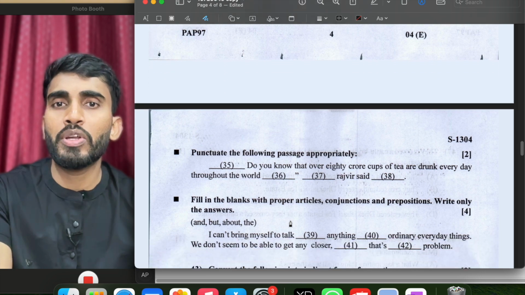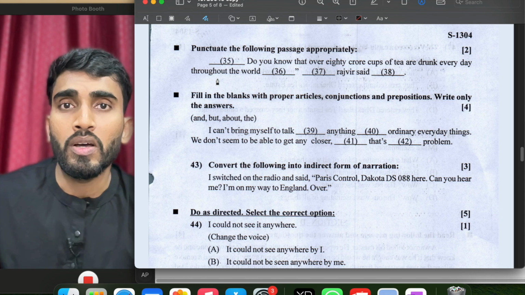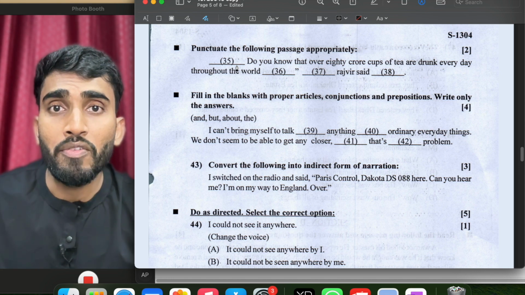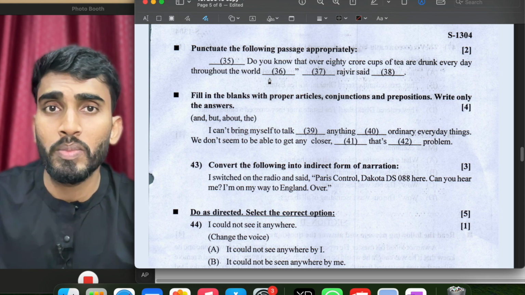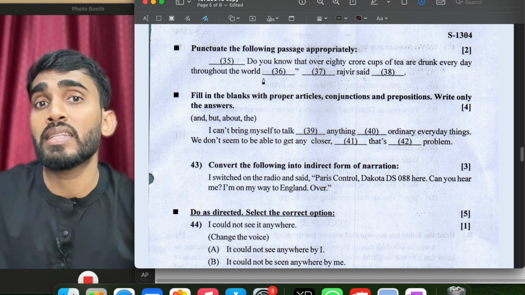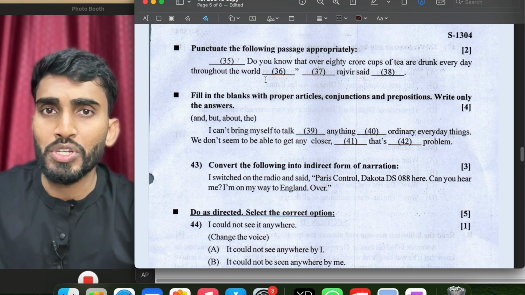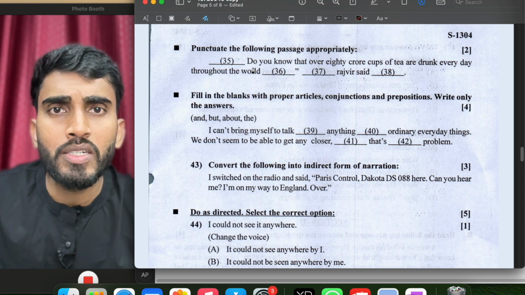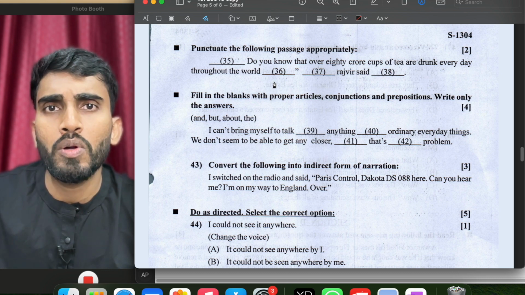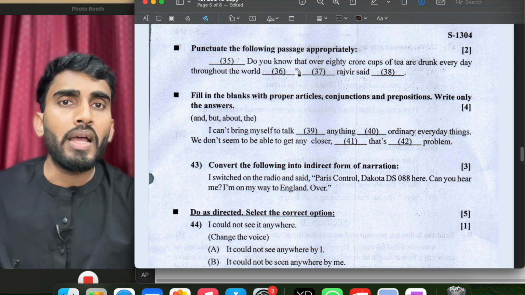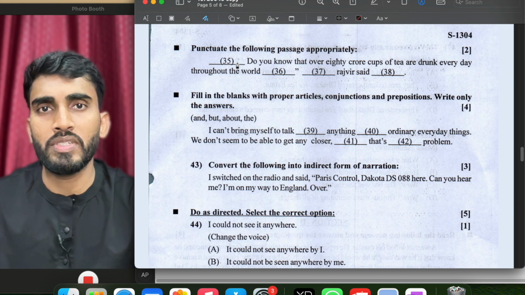After finishing this, you are going to have punctuate the following passage appropriately. 2 marks for this. Look, here the passage is given, and wherever any kind of punctuation mark is going to be put, question numbers are written there. So it's a very clear hint you will be getting by looking at the question number. So let us see here. It is written, do you know that over 80 crore cups of tea are drunk every day throughout the world? Here the quotation mark is ending. That means it has to start from somewhere. So it will start from here.